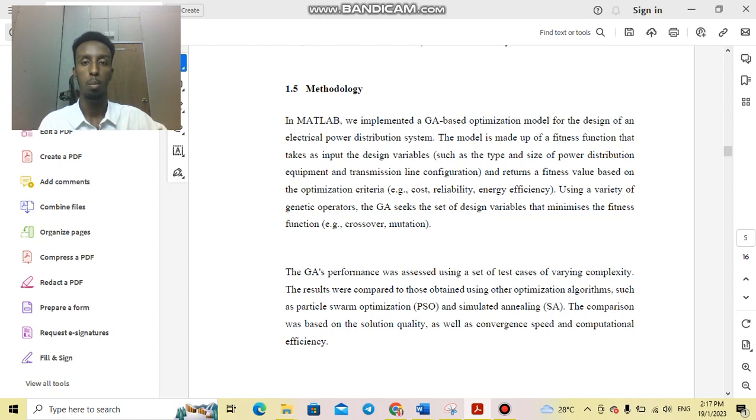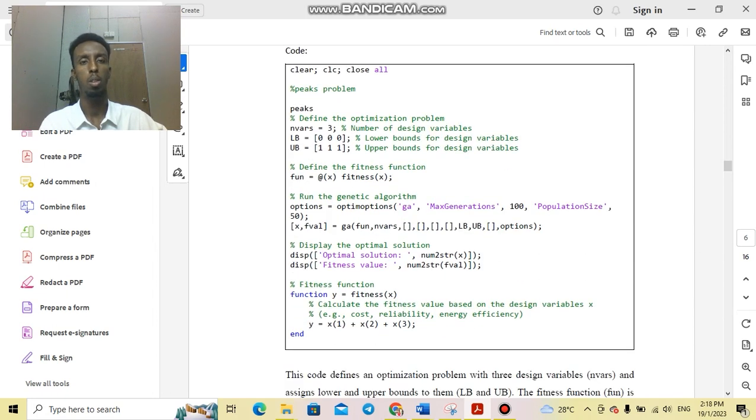We implemented the genetic algorithm-based optimization model for the design of an electrical power distribution system. The model is made up of a fitness function that takes as input the design variables such as type and size of the power distribution equipment and transmission line configuration. In return, it gives a fitness value based on the optimization criteria, for example cost, reliability, energy efficiency, using a variety of genetic operators. The genetic algorithm seeks the set of design variables that minimize the fitness function, for example crossover and mutation. So this is the upper code.